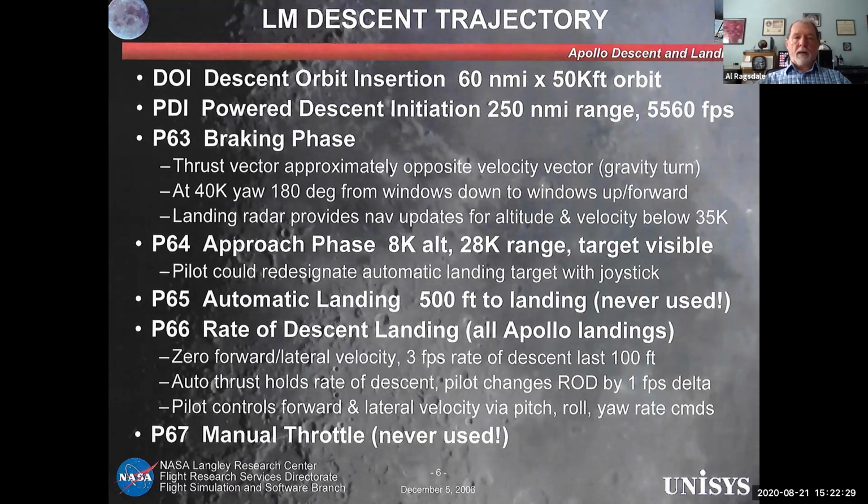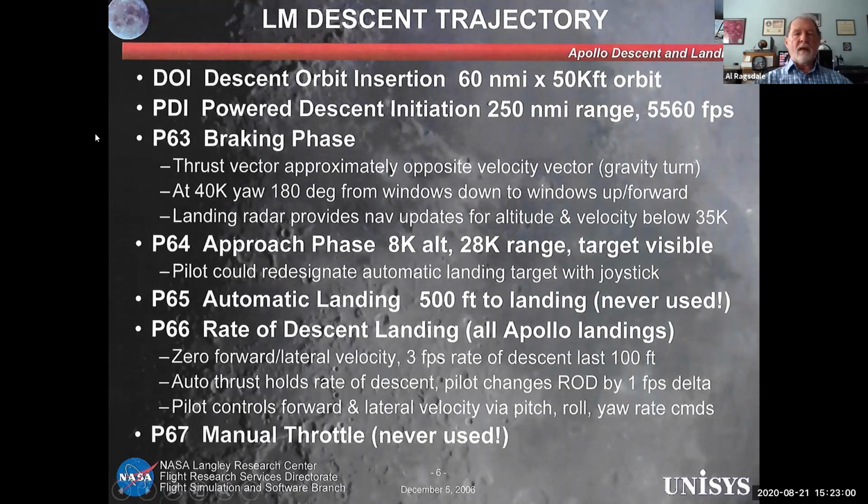P64, the approach phase, had another option that the pilot could punch proceed on the DSKY, the display and keyboard for the computer, and then move the stick, and that would move his target. If he moved it forward, it would move his target forward, back, left, right. It was a certain number of degrees of the gamma angle that it would change each time you moved the joystick. Armstrong didn't use that, but all the later pilots did.